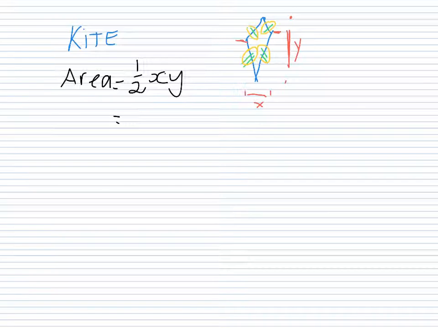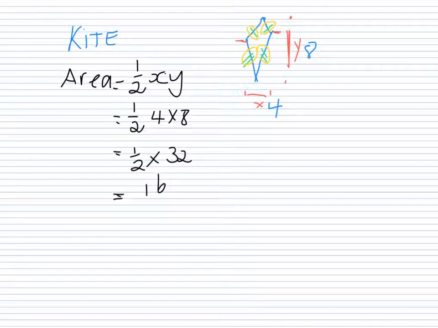So for example, let's say we had x as 4 and we had our y as 8. So how we would work this out would be half times 4 times 8. Bring it down again. 4 8s are 32. Half of that is 16. And that is our area of the kite.